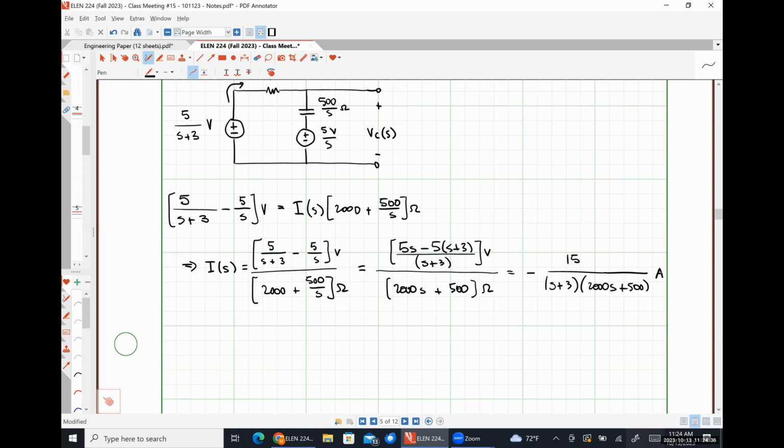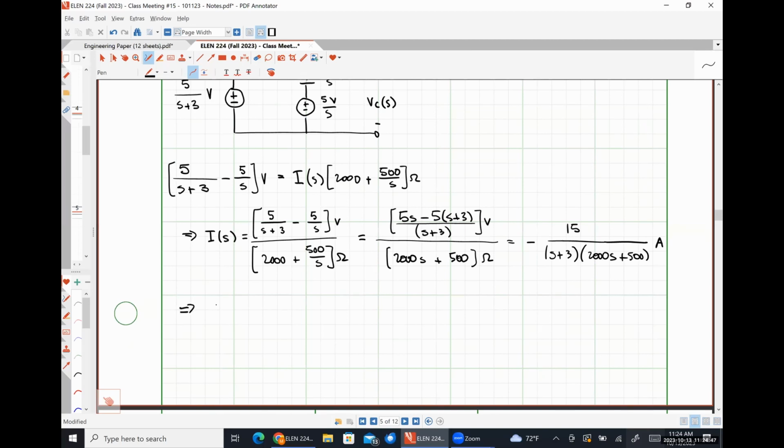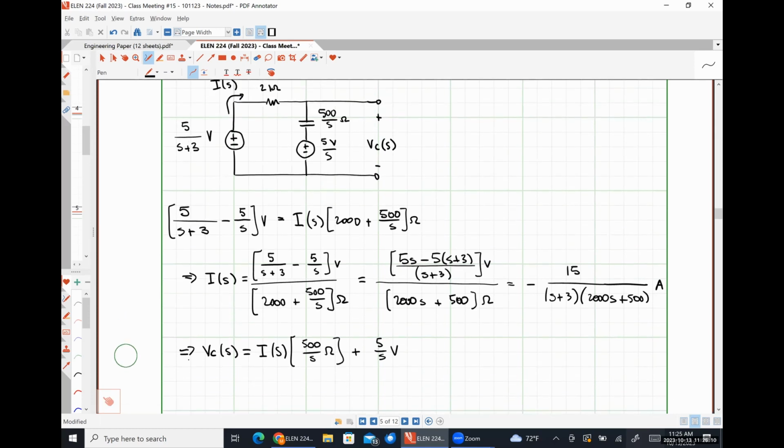Okay. So now what I'm going to do, now that I have this thing, I'm going to say that VC of S is I of S times 500 over S ohms plus 5 over S volts. That's effectively just Kirchhoff's voltage law around this right-hand path.